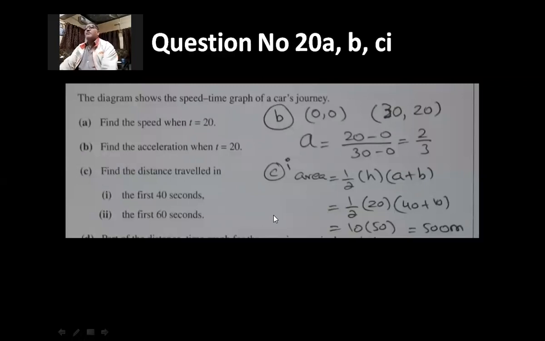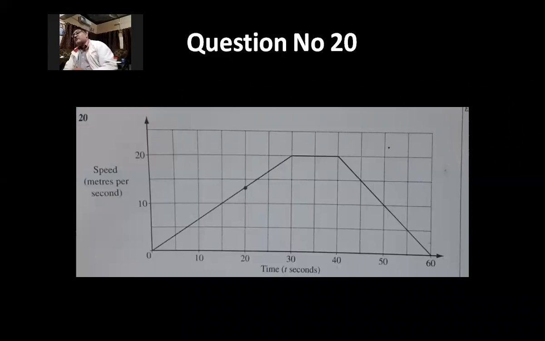Okay. In the B part, it says find the acceleration where the time is 20. So if you want to find the acceleration, I will take this point, which is 0, 0, and I will take this point, which is 30, 20, and I will find the gradient of this graph. The gradient of this graph will be equal to the acceleration. Because this line is uniform, it has a uniform gradient, so the acceleration here is the same everywhere. So I will take this point and this point, and find the gradient by using them.